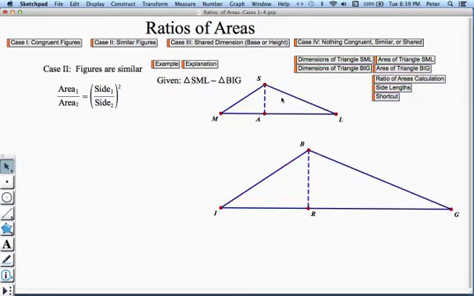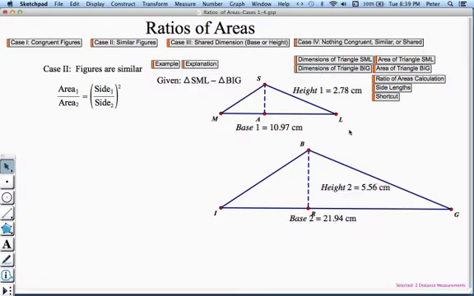All right, say we had two triangles, triangle SML and triangle BIG, and we knew that the two triangles were similar to one another. Well, I'm going to start by looking at the dimensions of triangle SML. I can see that it has a height of 2.78 and a base of 10.97. And I'll look at the dimensions of triangle BIG. That has a height of 5.56 and a base of 21.94. So keep in mind, if we know that the triangles are similar, then I know that the bases are going to be in the same ratio as the heights are.